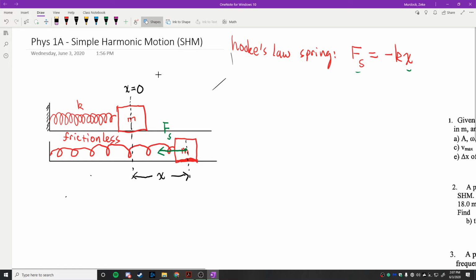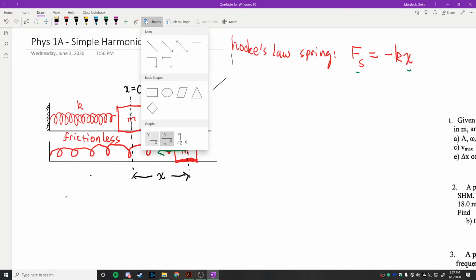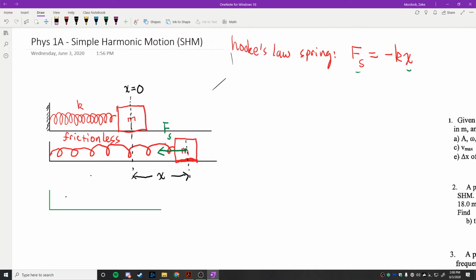So if our system was in a different situation, for example, if the box had some negative x value, where the spring was really crunched up right here, because the spring can be compressed and stretched. So now if our box is right here, then x would be negative.